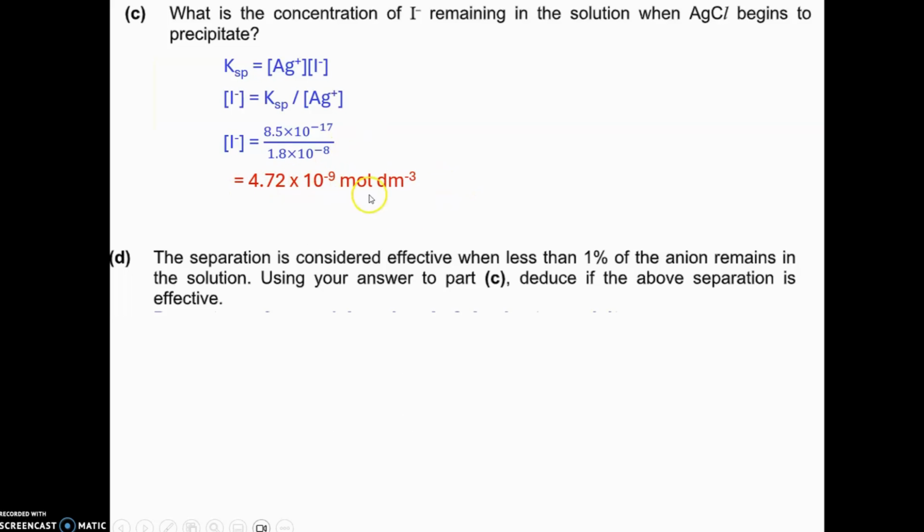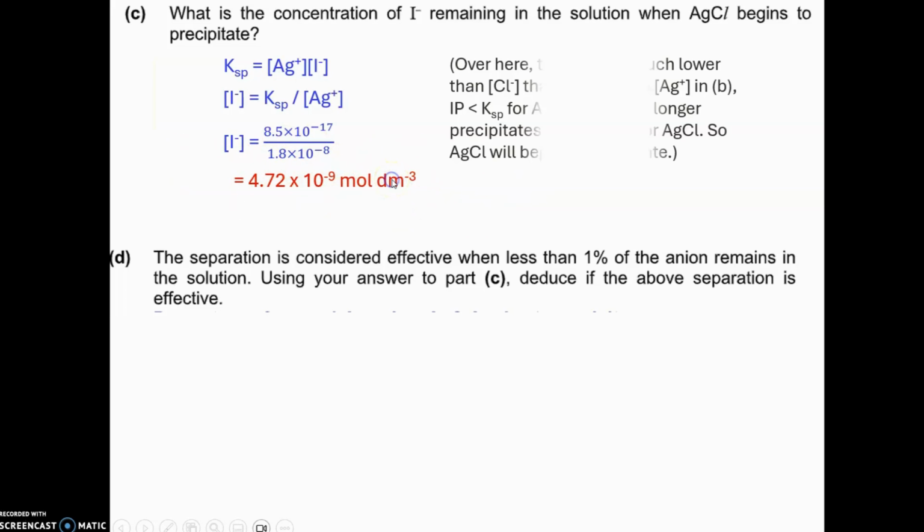So this tells us that even after AgI is precipitated and AgCl is going to precipitate, there is this concentration of iodide ions present in solution. And this, if you notice, is much lower than the concentration of chloride ions present in the solution, such that when the silver ion concentration reaches the level in B, the IP will still be smaller than KSP for AgI.